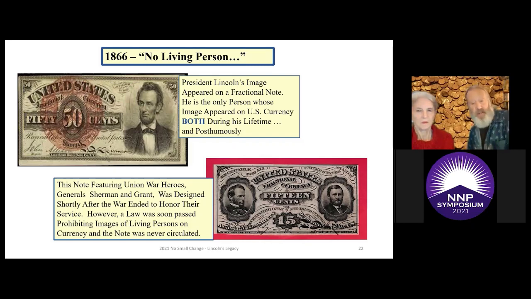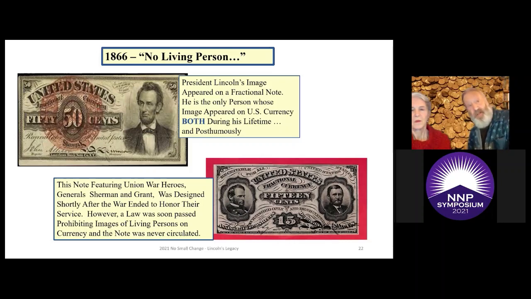Anyway, in this case, here's a beautiful 15-cent note that was created to honor William Sherman and U.S. Grant as the heroes in the North. And that was in 1866 after the war was won. My point here is they'd already printed this note. It was all ready to go onto the street. The Congress passed a law forbidding any likeness of a living person to be on American currency for a variety of reasons, too detailed to get into right now. And these lovely notes honoring these two guys basically had to go in the trash bin.